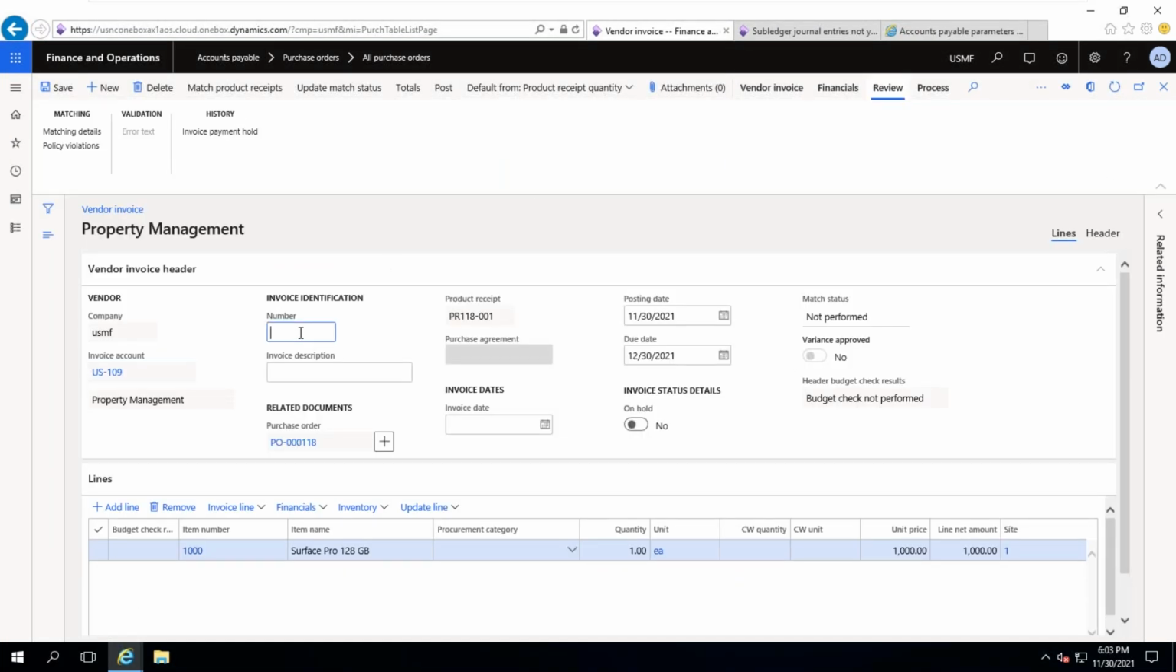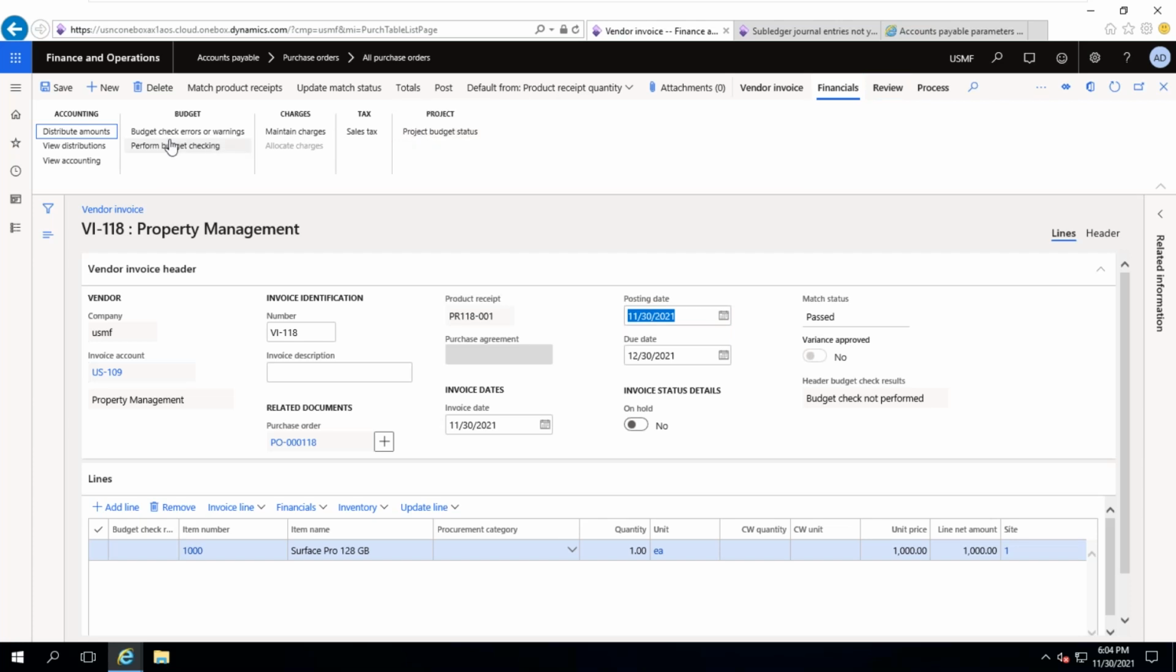Okay, you need to enter the invoice document number. Invoice date is not mandatory, but it is best practice. Update match status. And before posting, if you want, you can see here financials, view accounting.